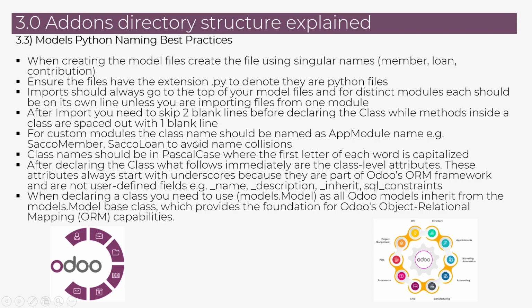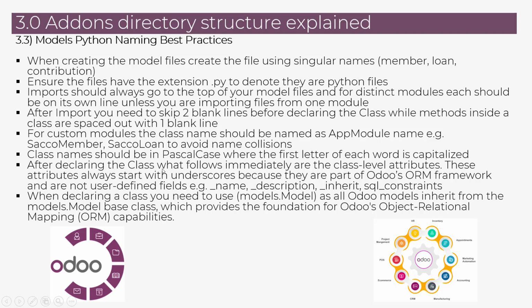So for custom modules, the class name should be named as the app, then the module name, e.g. Circle, which is our app, then Member, so our model is member. If you are now doing a model for loan, you'll create the class name as CircleLoan to avoid name collisions. Class names should be in Pascal case, where the first letter of each word is capitalized.